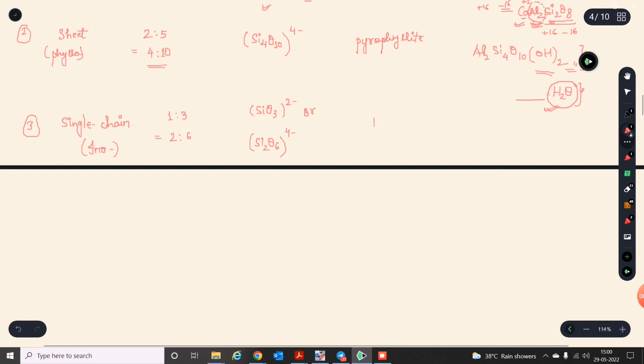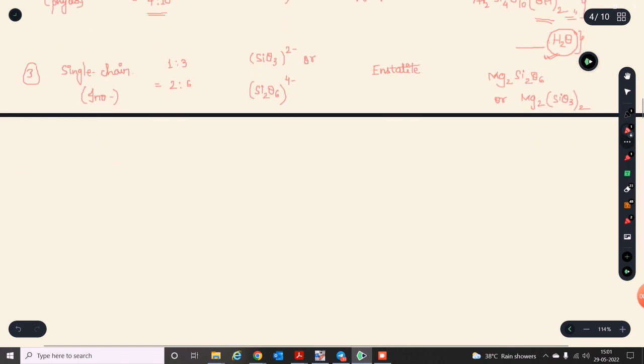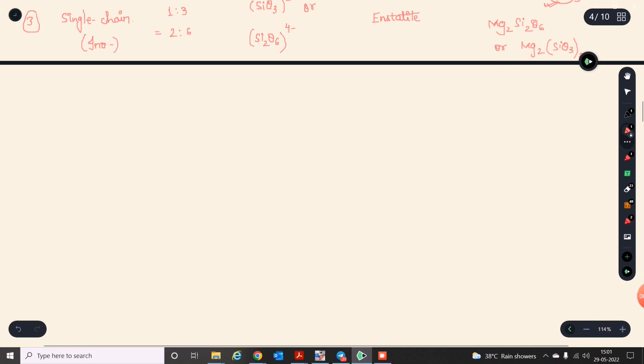Okay, so the most common example is enstatite, and we can write its chemical formula as Mg2Si2O6, or at many places you can find it as Mg2(SiO3)2, which is the same eventually. So it is the same basically, no difference. Then we have the fourth one, double chain.